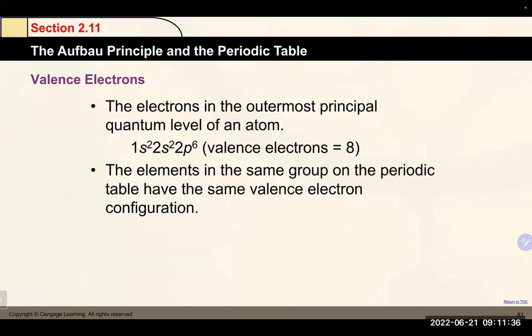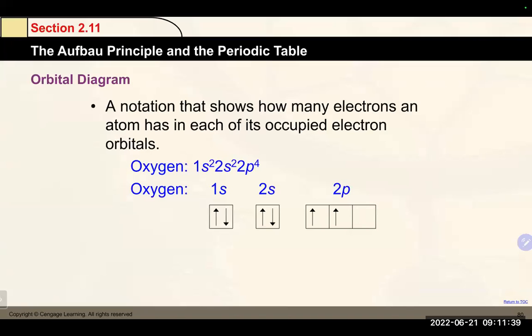All right, then let's talk about a couple other things with electron configuration here. We'll go back and find some pages.